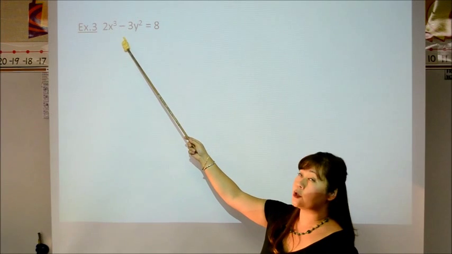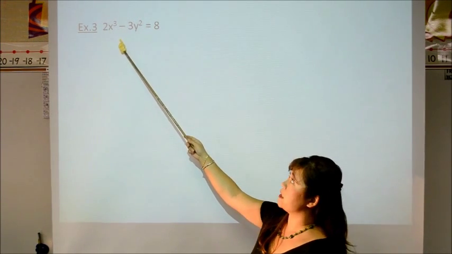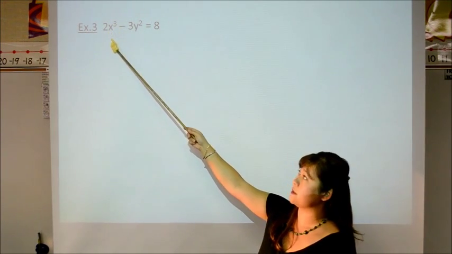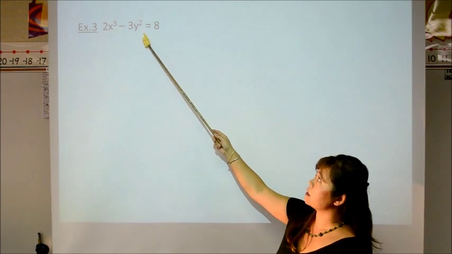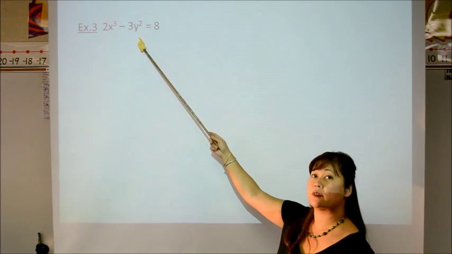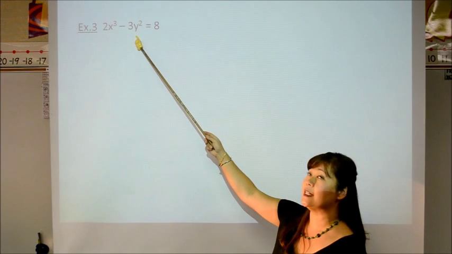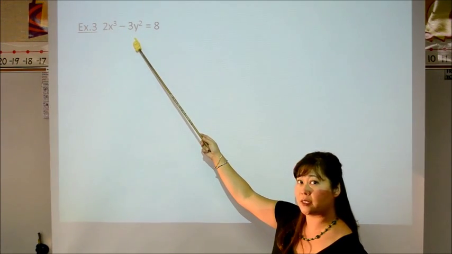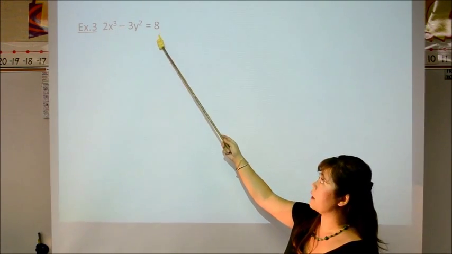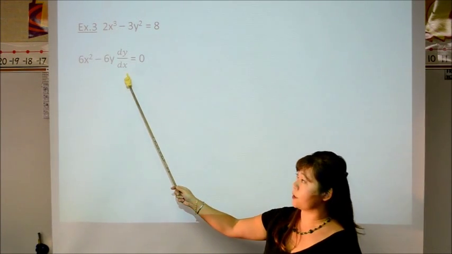So we're going to go ahead and do the first derivative implicit, same rules. We're going to take the derivative of 2x cubed, which is then 6x squared, right? We're going to take the derivative of -3y squared, which gives us -6y, and then dy over dx, right? Because that's the implicit part of it. Derivative of 8 is 0, so this is what it looks like right there.